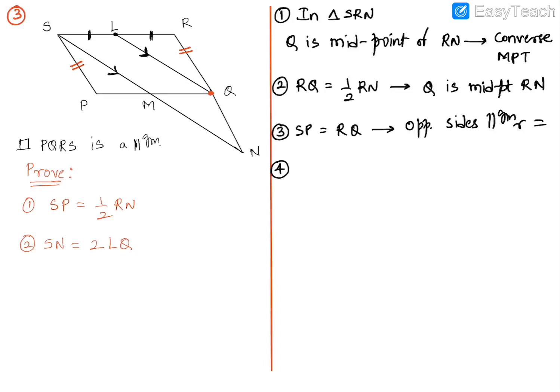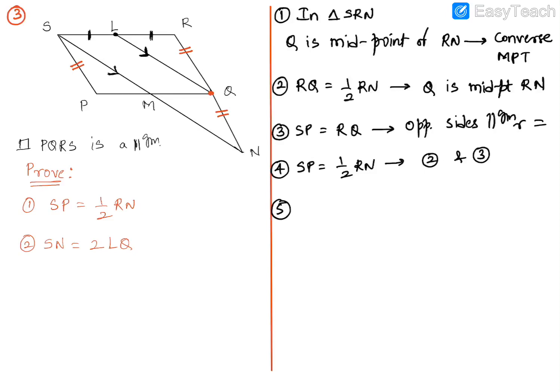And then the fourth one. Now see, if you compare 2 and 3, what will we get? We will get SP is equal to half of RN. What is the reason here? From 2 and 3. So that proves SP is equal to half of RN. And I think that was one of the parts we had to prove. So we have proved the first part. Now guys, what we'll do further, we have to prove now SN is 2 times LQ.